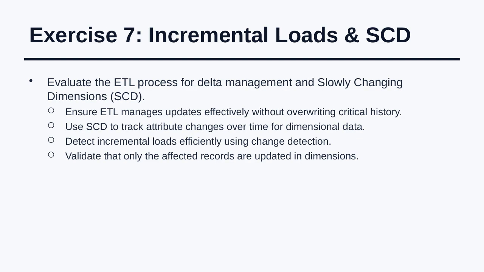To do this well, the ETL process needs to detect these changes precisely, often using change detection methods like timestamps or version numbers, so that only the affected records get updated. This careful approach ensures that the data warehouse reflects both current and historical states accurately, supporting better analysis and decision-making. Next, we'll look at practical examples of how these concepts are implemented and tested in real ETL workflows.